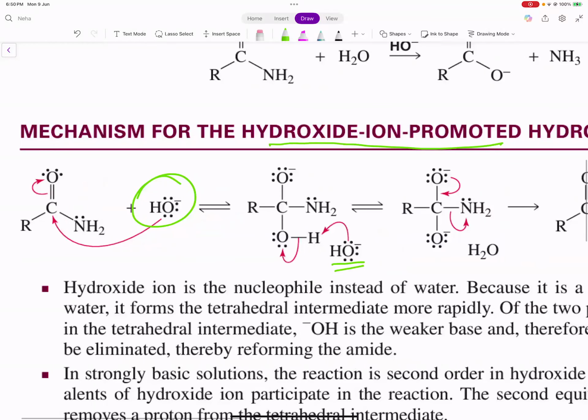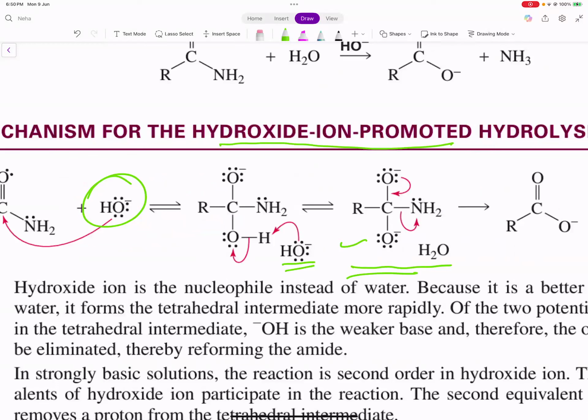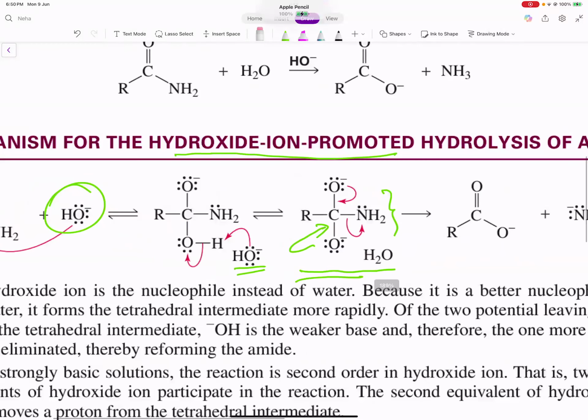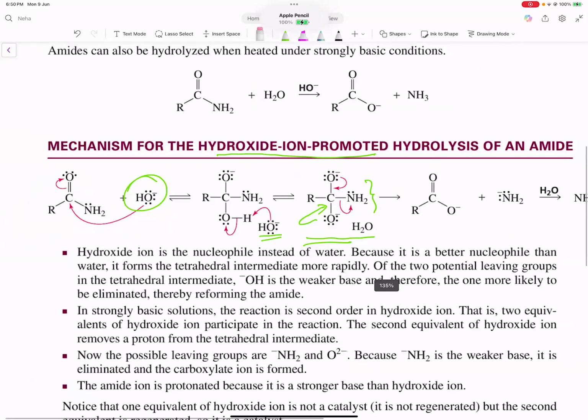Now imagine this species. Now both O minus are kicking it out. So that is why it is going, else NH2 minus does not go, right? Because both of the oxygens are working, got it? Yes, sir, got it. Both the oxygens are negative. So that is why it is called hydroxide ion promoted.